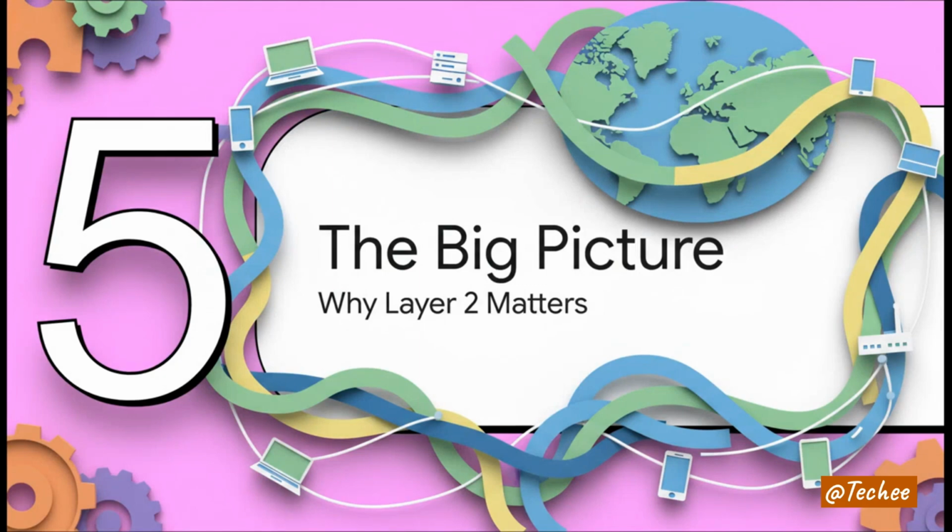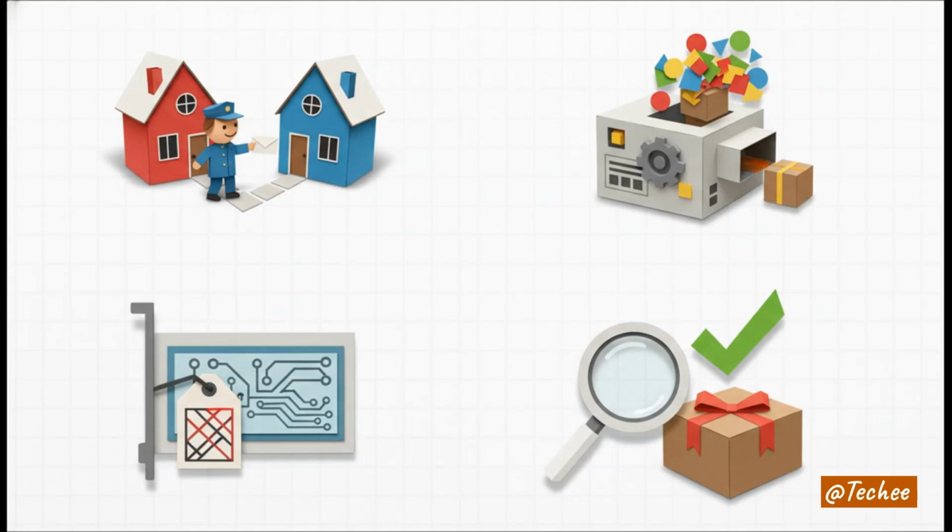So let's zoom out for a second. We've gone through a lot of details, but why does any of this really matter? Why is Layer 2 so absolutely critical to how the internet works? Let's recap the 4 main jobs of the data link layer. First, it's our local delivery expert, making sure data gets from one hop to the next. Second, it's the packaging department, creating those frames. Third, it's the local phone book, using MAC addresses to find devices. And finally, it's the quality inspector, checking for errors to make sure our data arrives safely.